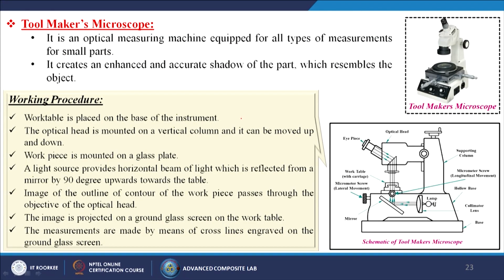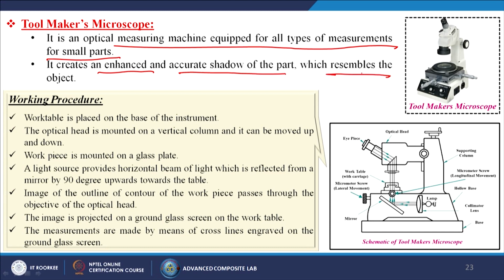Next, Toolmakers Microscope. It is an optical measuring machine equipped for all types of measurements for small parts. It creates an enhanced and accurate shadow of the part which resembles the object. Simple, I am having the screw thread, I am seeing it through some microscope and of course, that microscope is having some scales or maybe some readings by which I can measure easily.